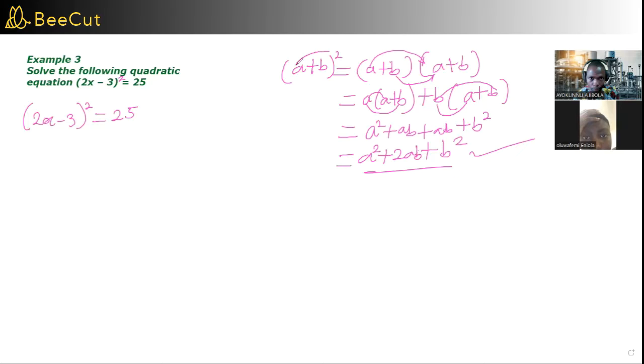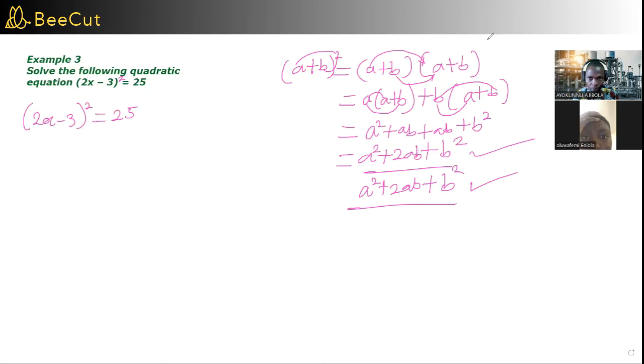Just take a, put a square. Are you following? Yes, sir. Then use 2 to multiply a and b. 2 times a times b. That is 2ab. Yes or no? Yes, sir. Then pick the second one, square. You discover that it's the same answer, right? Yes, sir. That is easier if you have positive.